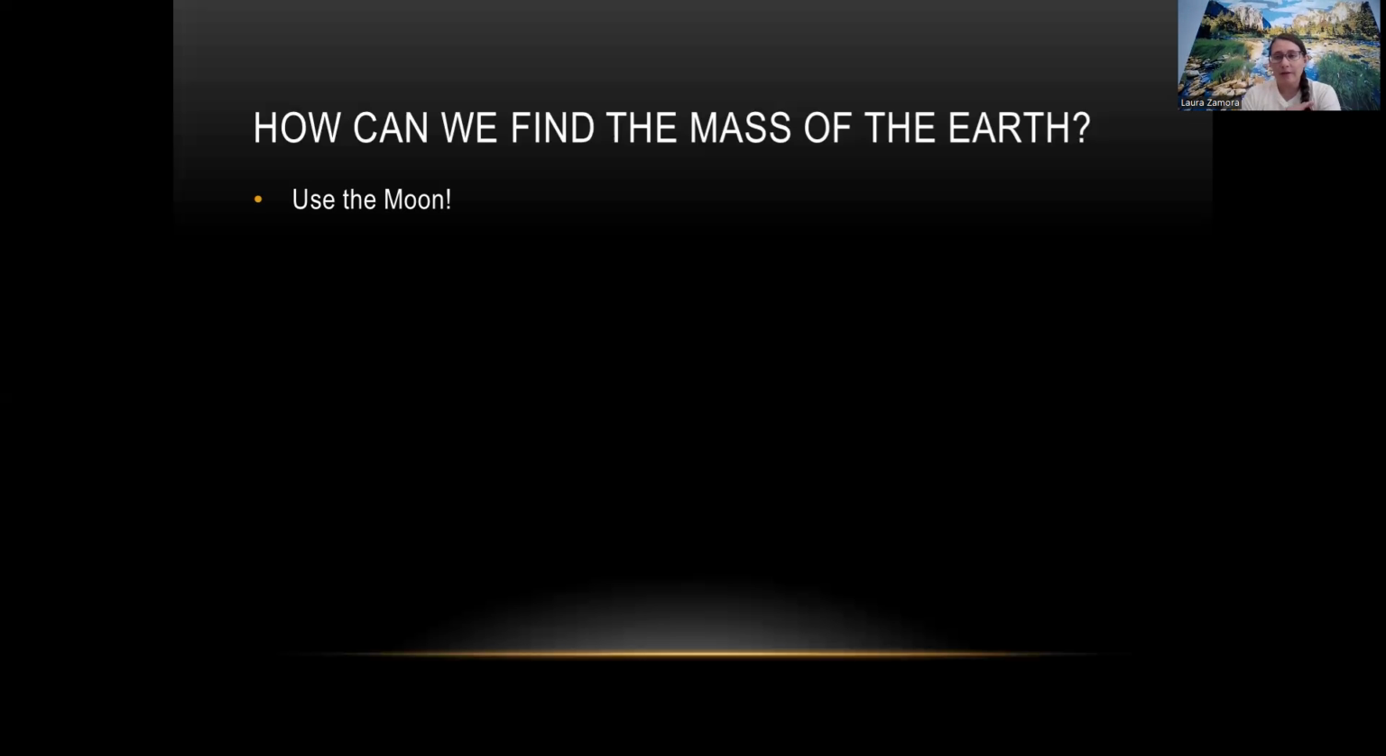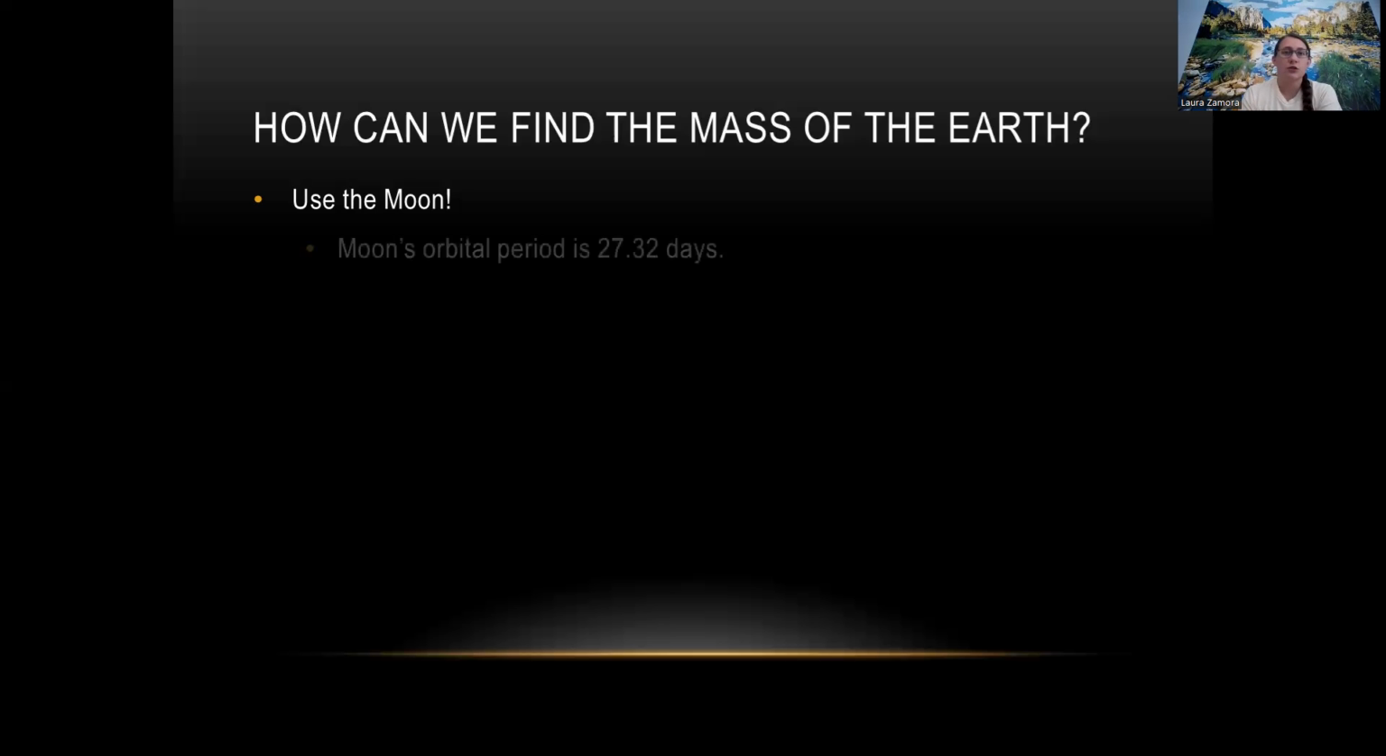The fact that we have the moon orbiting around us, using that force of gravity equation can give us information about the mass of the Earth. And this is also how we can use satellites or moons around other planets to find the mass of that particular planet and the mass of those moons or satellites.